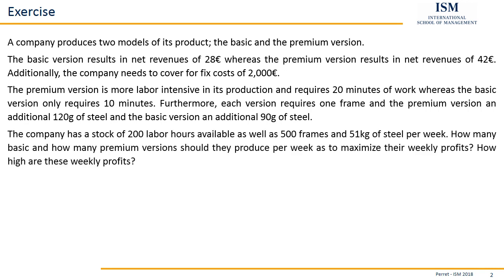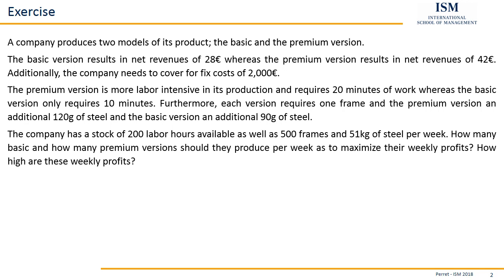Then, what we know about the stock: the company has a stock of 200 labor hours available, as well as 50 frames and 51 kilograms of steel. All of these per week. How many basic and how many premium versions should they produce per week so as to maximize their weekly profits? How high are these weekly profits?